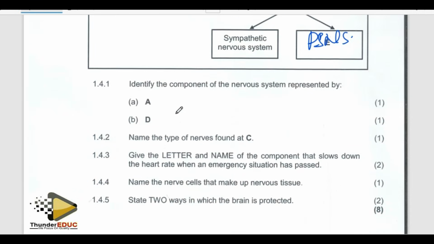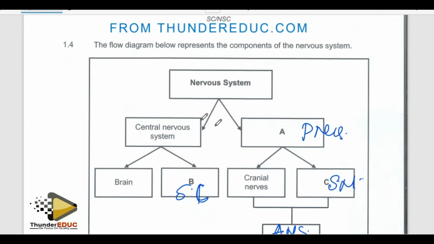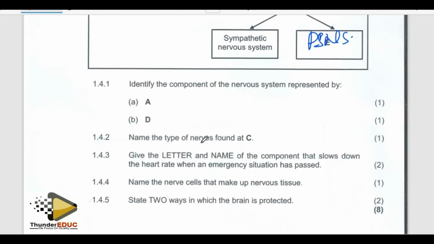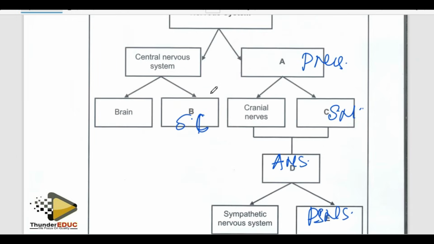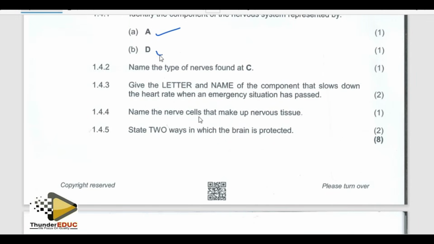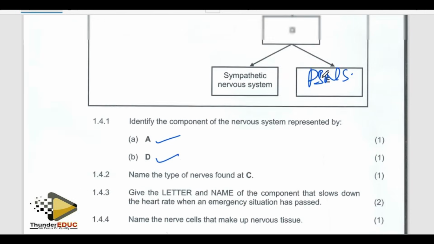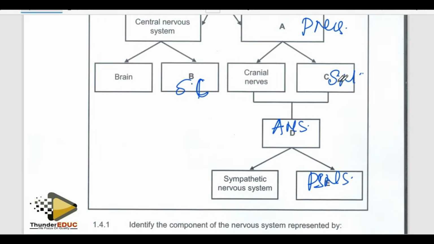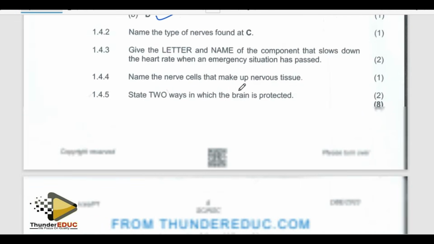They're saying that identify the components of the nervous system represented above. A, we have said it. A is the peripheral nervous system. Done. And then they're saying that B. What is B? Where is B? B is the spinal cord. Done. Got it there right. Name the type of nerve found in C. C. Where is C now? Remember, is not the nerves which come from the brain or the nerves which come from the spinal cord. That's why you call it spinal nerves. Cool. Done.